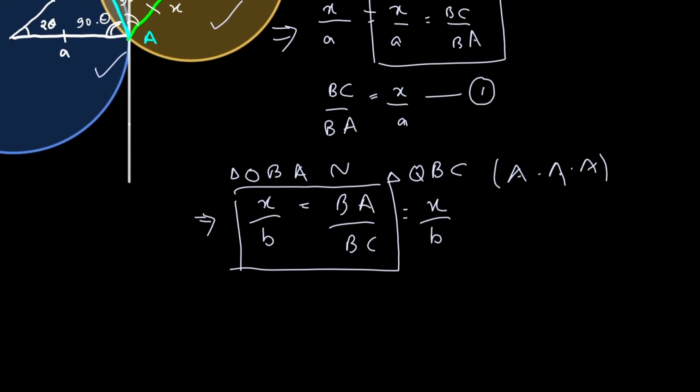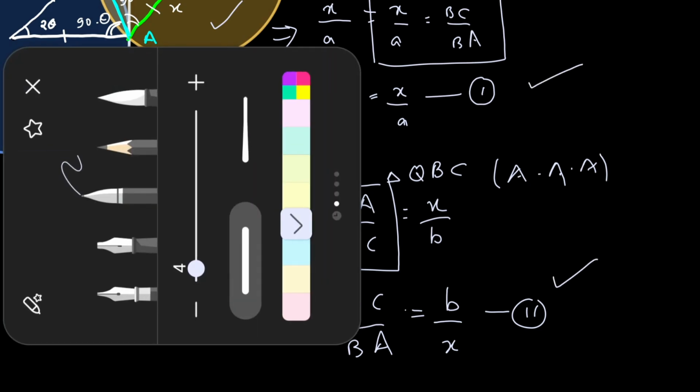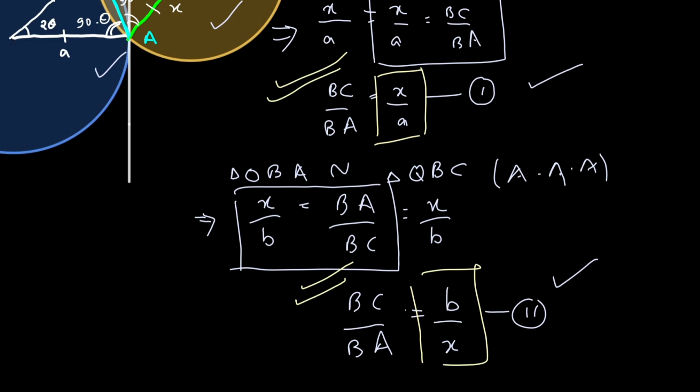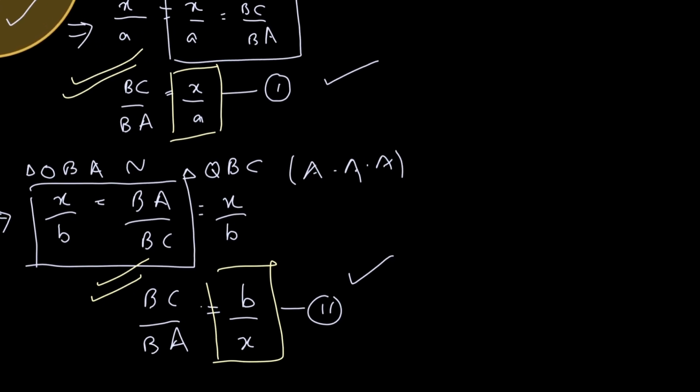Now we have BA upon BC equals X upon B. I will take the reciprocal of both sides of this equation, hence I get BC upon BA equals B upon X, and let this be equation number 2. Now recall the first equation, and we have just got the second equation. One common thing between these two equations is that the left hand side of both is the same, that is BC upon BA. Hence we can compare the right hand sides of both equations. The right hand side of the first equation, X upon A, equals the right hand side of the second equation, B upon X.